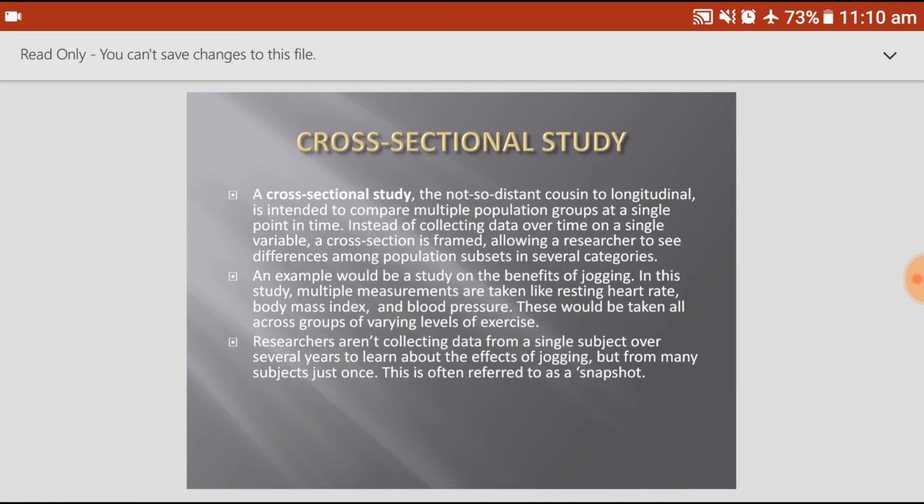Now, cross-sectional studies. A cross-sectional study, not so distinct in caution from longitudinal, is intended to compare multiple population groups at a single point in time. Instead of collecting data over time on a single variable, a cross-sectional study is framed to allow a researcher to see differences among population subsets in several categories. An example would be a study on the benefits of jogging. In this study, multiple measurements are taken, like resting heart rate, body mass index, and blood pressure. These will be taken across groups of varying levels of experience. Researchers are not collecting data from a single subject over several years to learn about the effect of jogging, but from many subjects just once. This is often referred to as a snapshot.